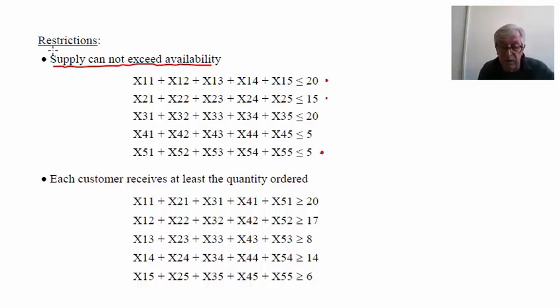So the first customer requires 20 boxes, and the variables that we have here, of course, are the ones that are in the first column of the matrix of decision variables, and so on. So we have for the second customer 17, until the last customer that requires 6 boxes.